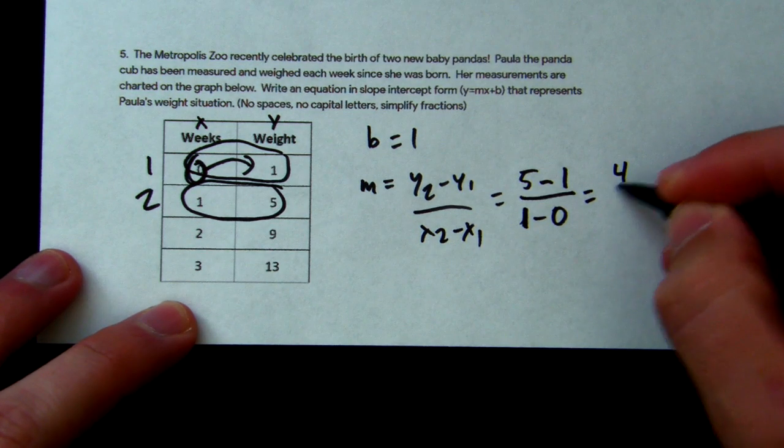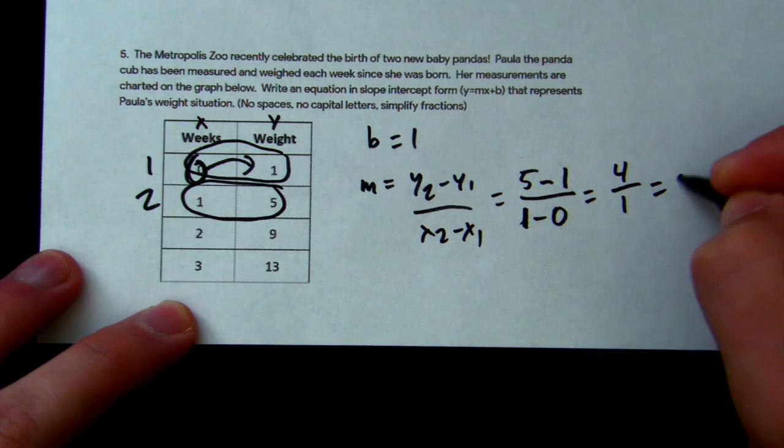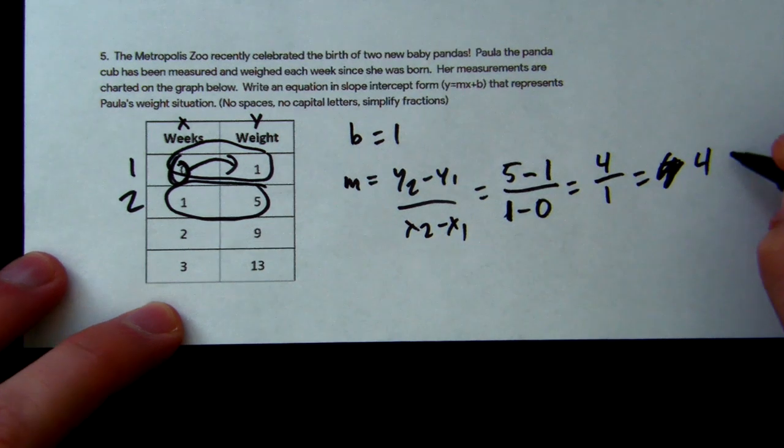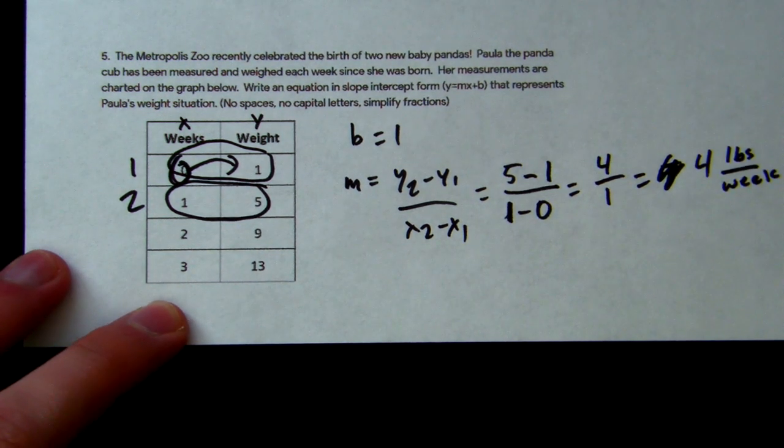So 5 minus 1 is 4. 1 minus 0 is 1. We can simplify that. Nah, it's not 5. It's 4, and it's 4 pounds per week. And she's gaining 4 pounds per week.